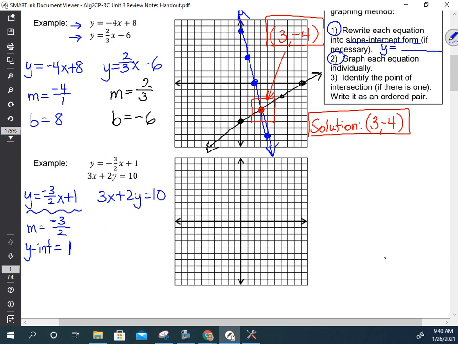So let's graph it. Go to the y-axis, put a point on 1. Your slope is -3/2. Go down 1, 2, 3, to the right 2. Keep going until you run out of space. Oops. Messed up with that one. 1, 2, 3. 1, 2, 3, 2.